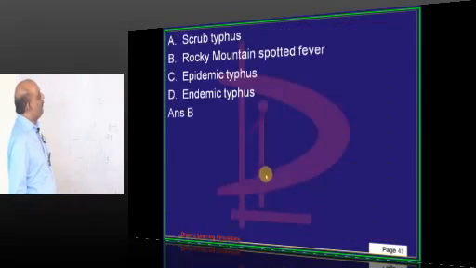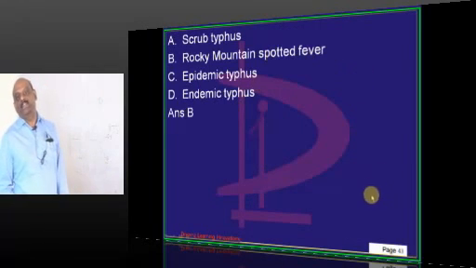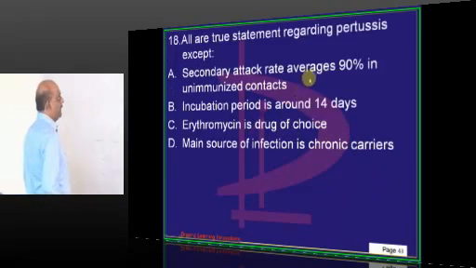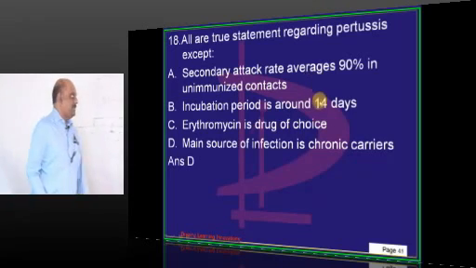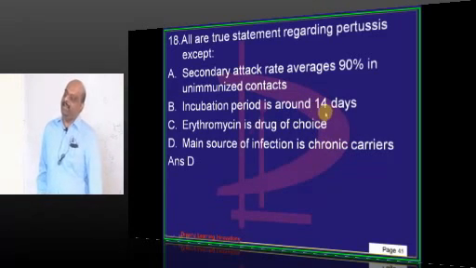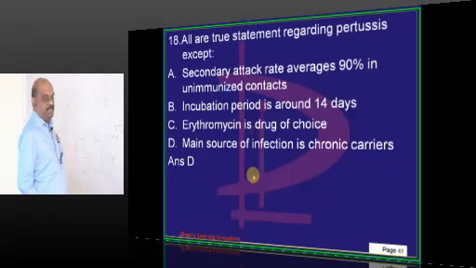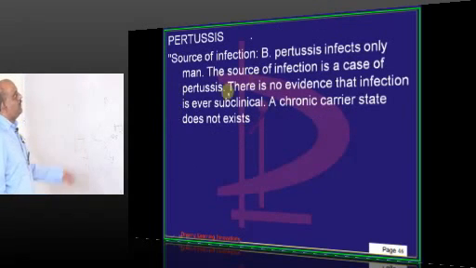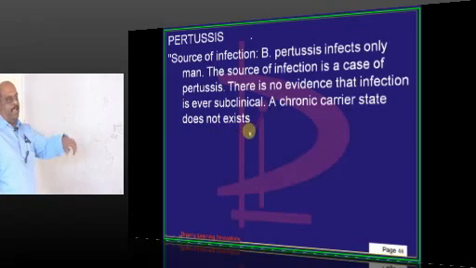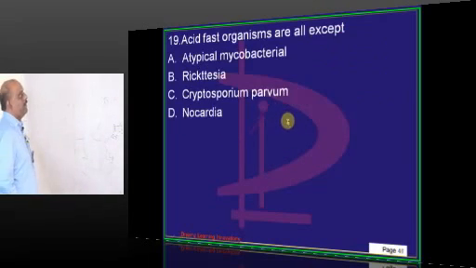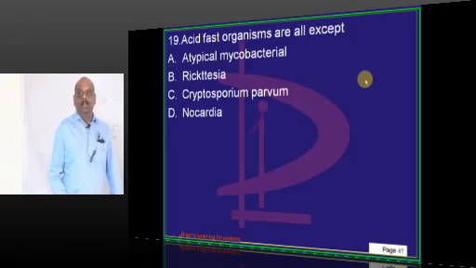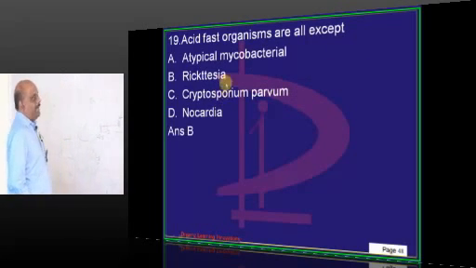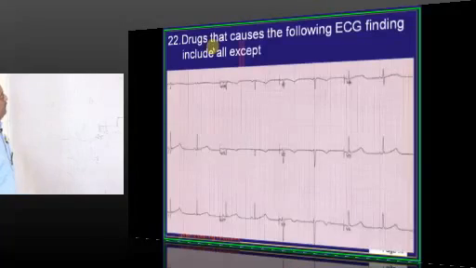So, tick borne is the Rocky Mountain spotted fever is a point of interest. Pertussis, there are no chronic carriers of pertussis, and the source of infection is directly another case of pertussis is what you have to basically remember. These are all acid fast but not rickettsiae, as you know very well.